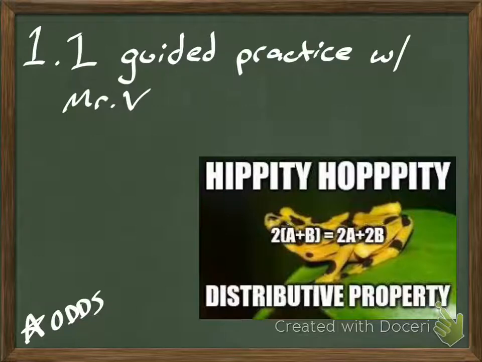So for this example right here, if I have 2 and then a parentheses, and then there's an a plus b, I'm going to multiply that 2 by both of these. And what that's going to give me is 2 times a is 2a. And then there's a positive sign, so then 2 times b is 2b. And this would be my final answer.